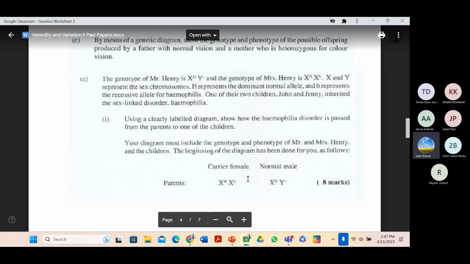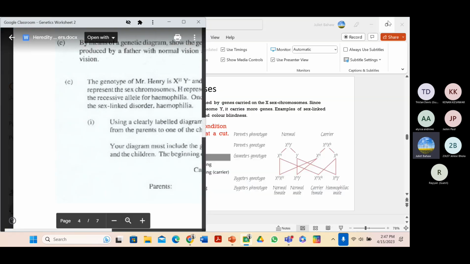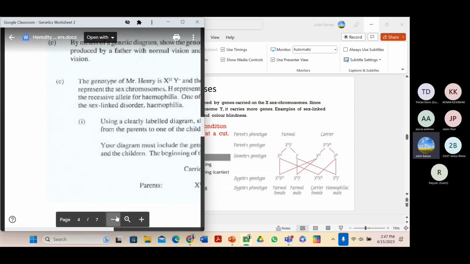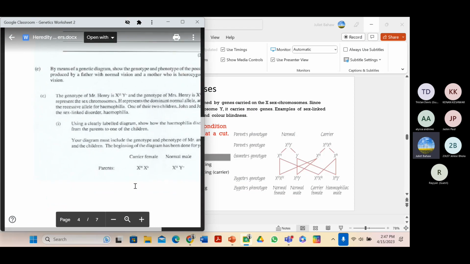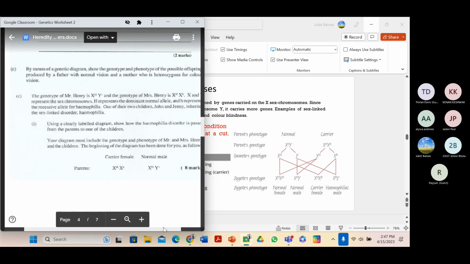Okay, so this type of question, you're only going to use these symbols. So don't come up with your own alleles. You have to use what the question gave. All right, so let's work this one out. Right, they already did part of it.